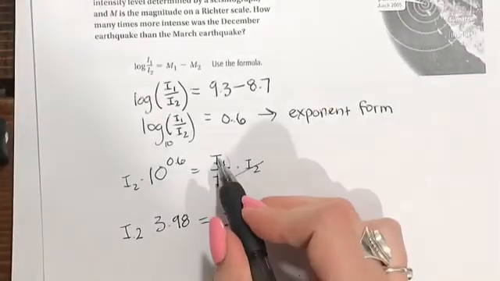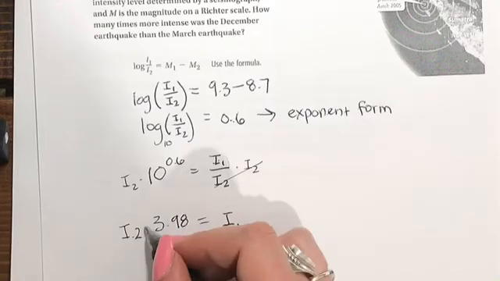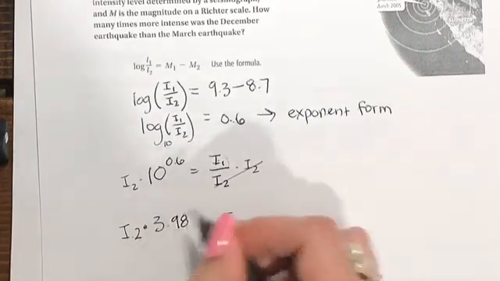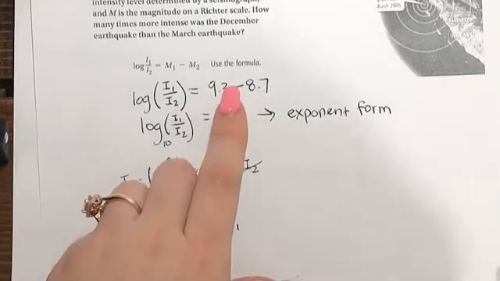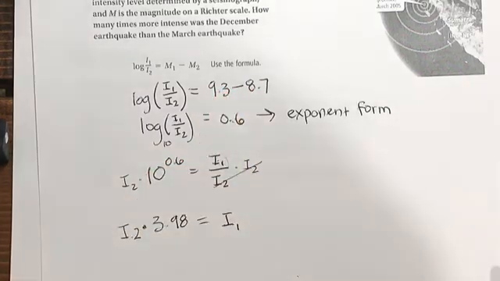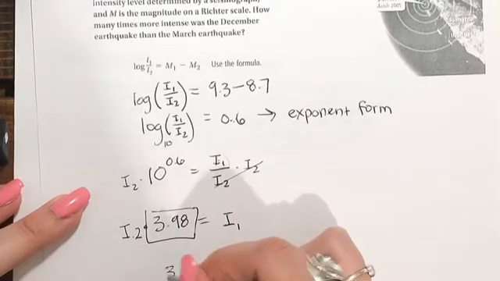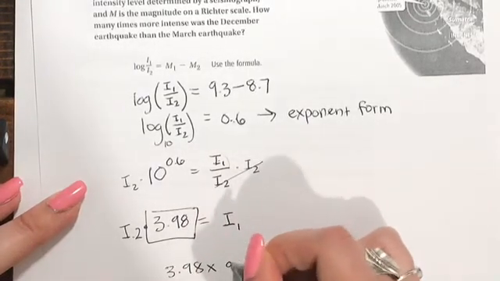Okay. So, the first earthquake was 3.98 times stronger than the second earthquake. So really, even though on the Richter scale there was only a 0.6 difference between them, the intensity was way stronger. It was 3.98 times as intense.